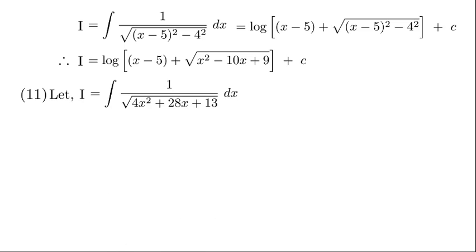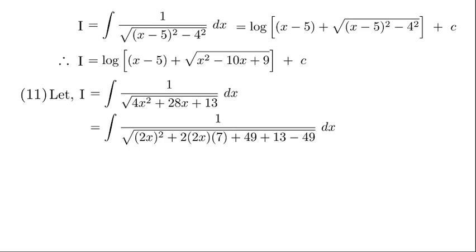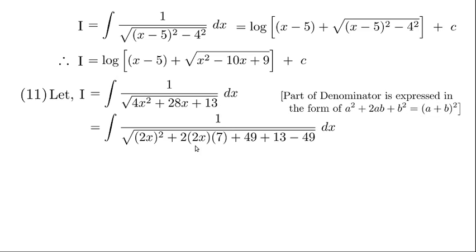So here it is the integration of 1 upon 4x square plus 28x plus 13. The coefficient of x square is a perfect square, and this 4x square is written as (2x) the whole square. Now this becomes a form a square plus 2ab. So 28 is written as 2 into 2x into 7. So the role of b is played by 7, so I am adding 49 and subtracting 49.